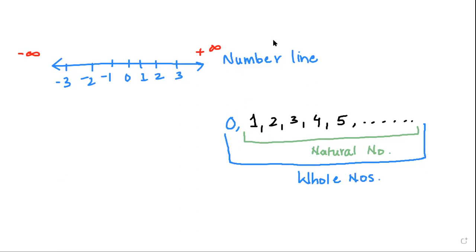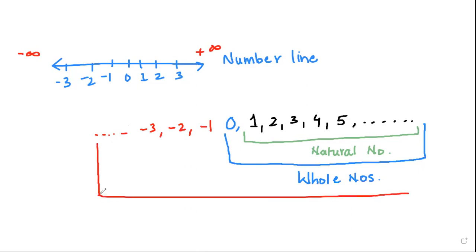Now if I go one step ahead and I include all the negative numbers, what are they called? Integers. Yes, correct, integers, right? So this whole thing will be called integers.